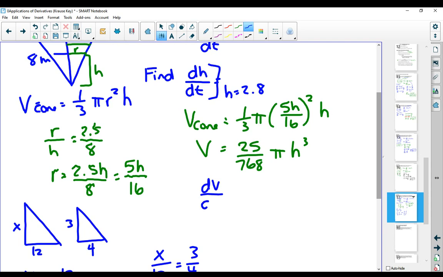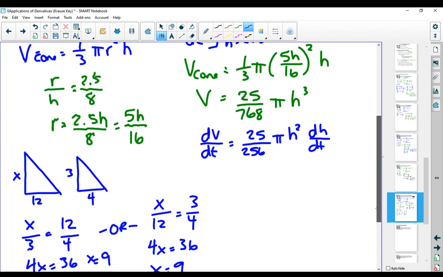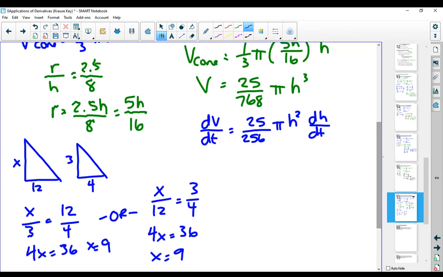So dV/dt: the 3 is going to come forward and multiply by that 25 over 768. That's going to give me 25 over 256 times pi times h squared. And don't forget the dh/dt again, because we're doing implicit differentiation. At this point, we can sub in what we know. So we have negative 2.5 equals 25 over 256 pi. H, we know, is 2.8, squared, times dh/dt.